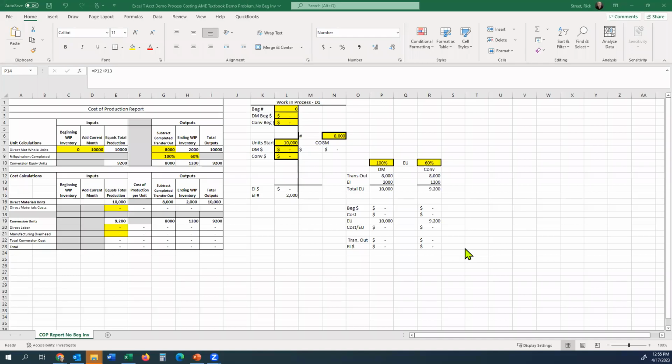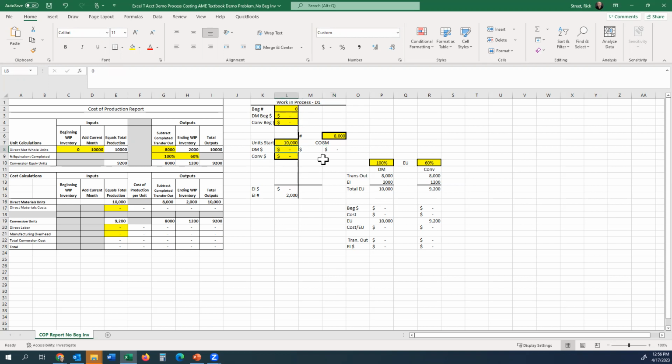Okay, now let's put it all together. As you can see, all that's left now is to apply costs and determine other components of the T account demonstration and the cost of production report. And those are going to be cost per equivalent units, and then apply cost to our transferred out, this amount right here. And then what we want to do is calculate the cost associated with the ending inventory, 2,000 units that remain incomplete. Okay, so we'll just start with the T account because it's easiest, in my opinion.